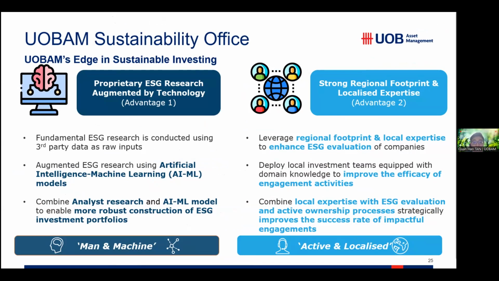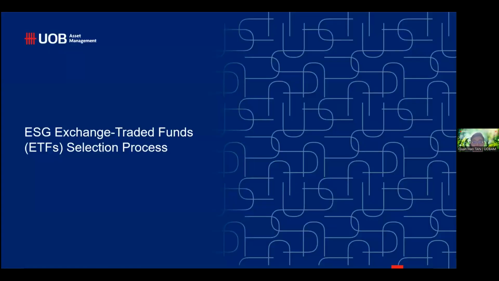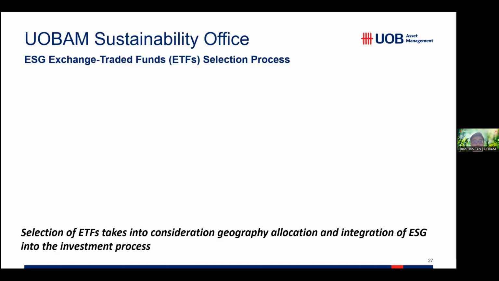Secondly, we are also active and localized, leveraging our regional footprint and local expertise to better evaluate the ESG of companies, the ESG issues that I've highlighted earlier as well. So now, having heard about all this relating to sustainable investing, let us jump straight into our Robo-Invest as well. The UOBAM Robo-Invest combines the actively managed funds and ETFs into one single portfolio.